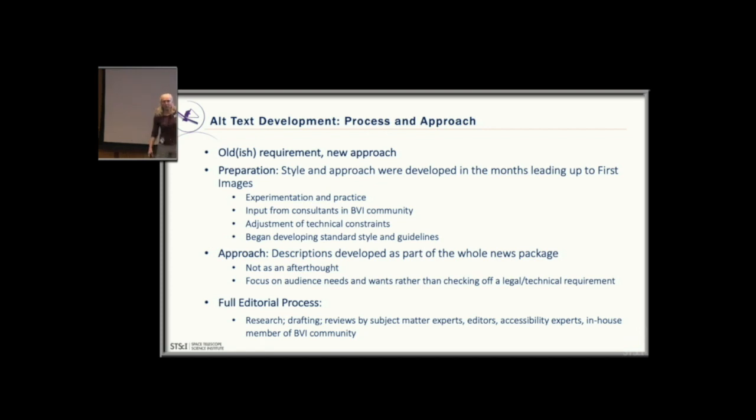We adjusted our technical constraints, okay? What I mean by that is we increased the amount of space we'd have for that alt text field to 1,000 characters or so. That's pretty good. You know, that's a pretty good number. And thank you to the people who did that. And we began developing standard styles and guidelines to make it easier for us, because a lot of times writing this stuff, it's about making choices, and you spend a lot of time thinking, should I do it this way? Should I do it this way? We make the choice, we figure out how to do it, and then you can kind of focus on the content.